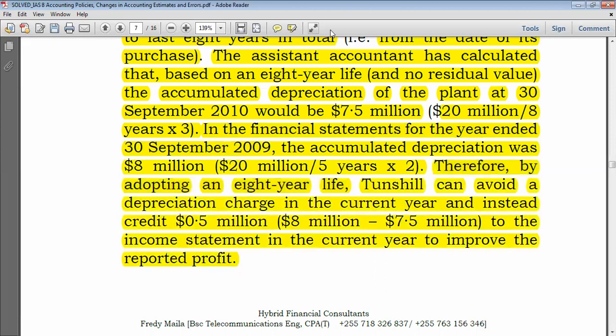You see how this assistant accountant was going wrong. The assistant accountant is saying that, oh, up to the beginning of 2009, we had accumulated depreciation of 8 million. But because you have revised the useful life, the total depreciation for 3 years should be 7.5. So actually, I do not have to charge depreciation for this current year because I had already charged 8, but I should have charged 7.5. So I have to reduce the depreciation, thus increasing profit, which is very, very wrong. I'm repeating again: a change in accounting estimate is applied prospectively from the current period going forward.